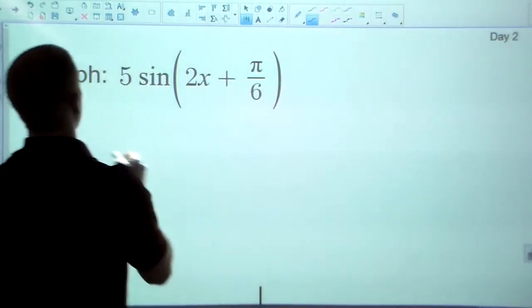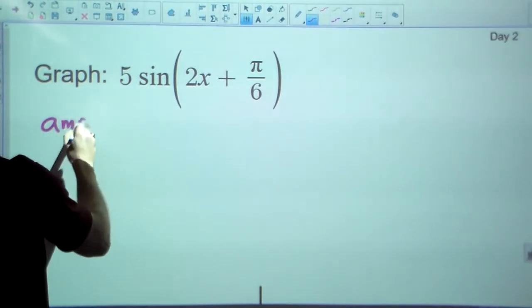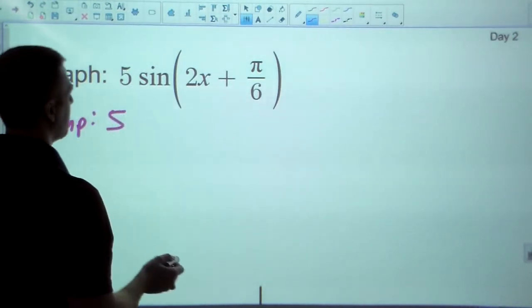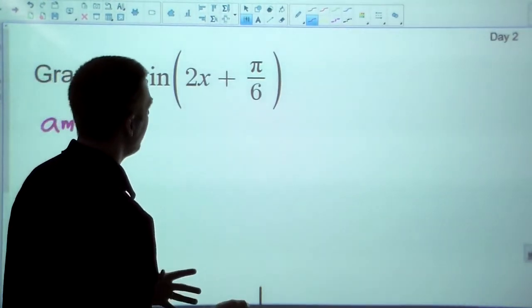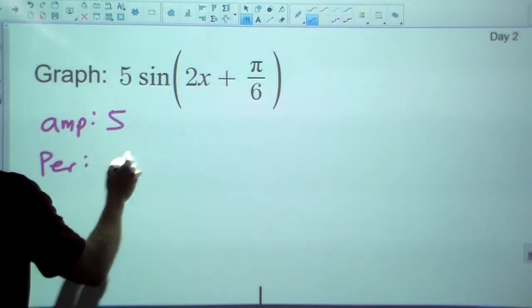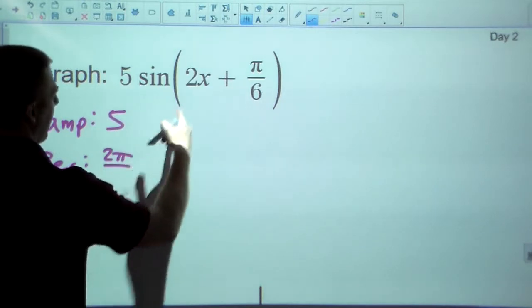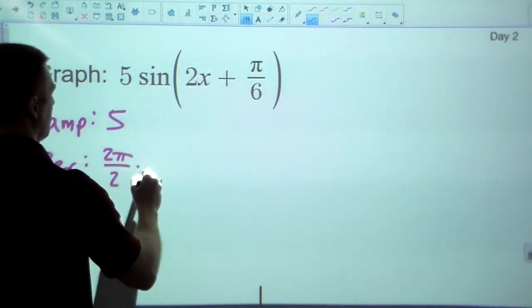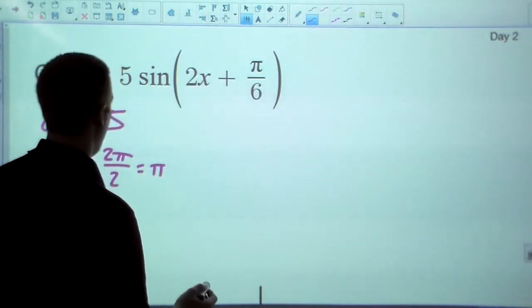I'm just going to find them, write them down. Amplitude, it's the A value, it's 5. The phase shift, actually let's go ahead and do the period, because that's usually not too bad to do. It's just 2 pi divided by your B value, which is 2. So the period here is pi.